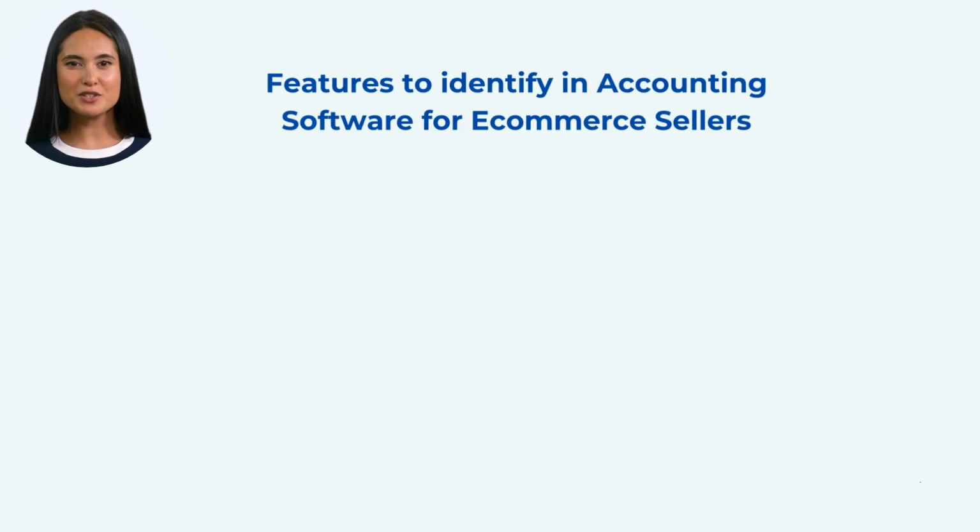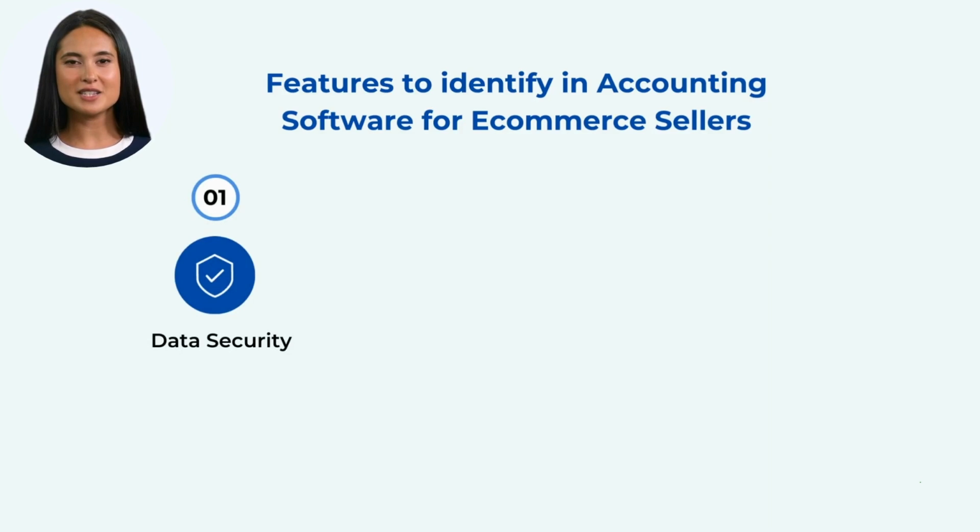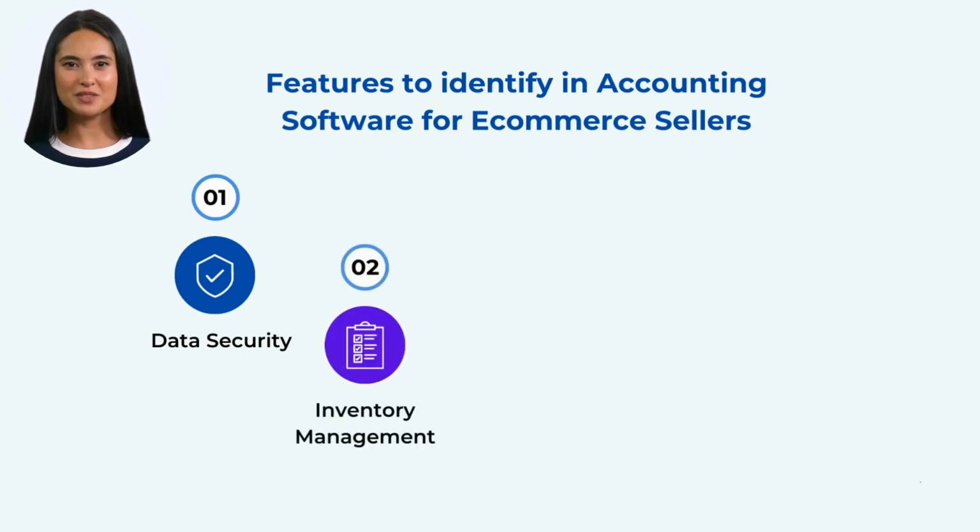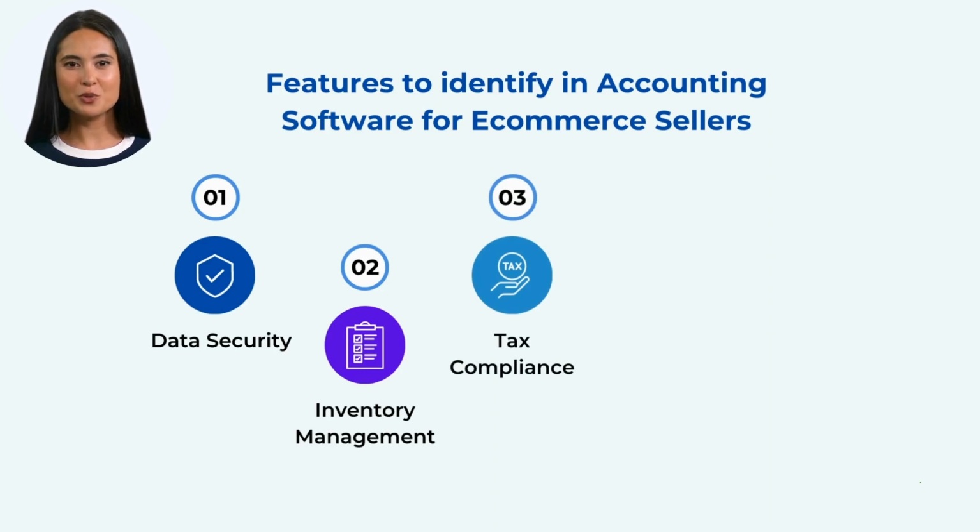Here are a few features you should look for in an accounting software for e-commerce sellers. Data security. Look for software that uses the latest encryption technology and has additional security features such as two-factor authentication. Inventory management. This will allow you to keep track of product stock levels, sales trends, warehouse locations, and more. Tax compliance. Ensure your e-commerce accounting software meets applicable tax regulations and offers any necessary tax forms or documents.